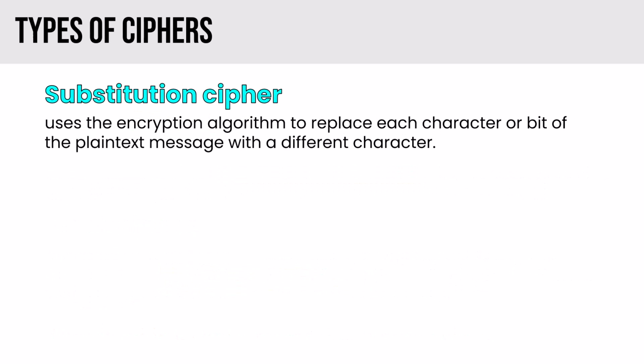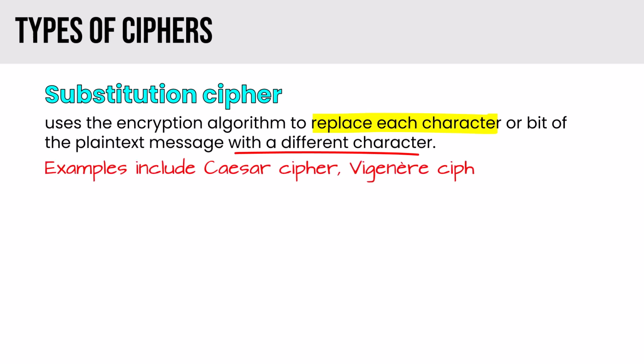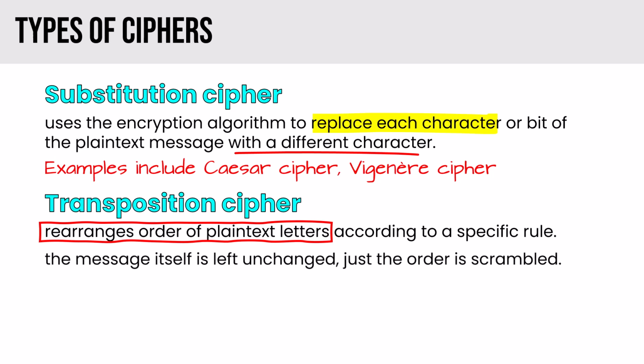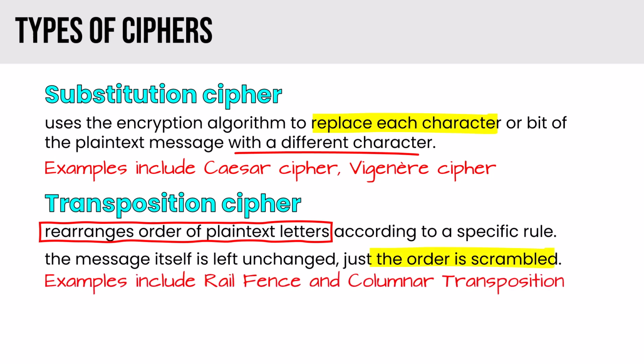Next, we have the substitution cipher, which uses the encryption algorithm to replace each character or bit of the plaintext message with a different character. You don't see these in active use. They're really historical at this point. You have the Caesar cipher and the Vigenère cipher. And the transposition cipher, which rearranges the order of plain text letters according to a specific rule. The message itself is left unchanged, just the order is scrambled. Examples here would include the rail fence cipher and columnar transposition.